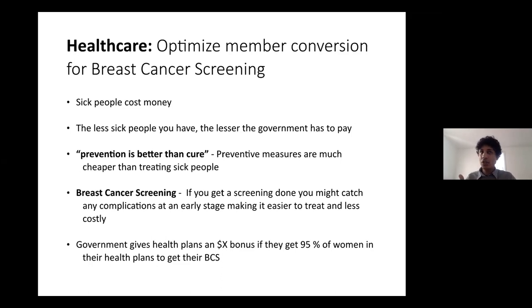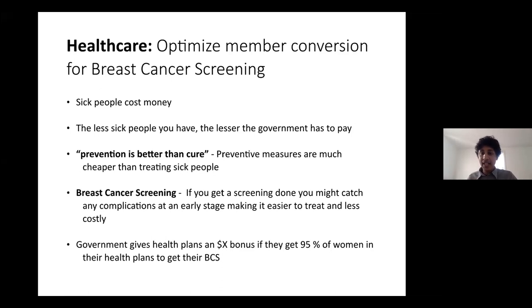It could be taking your colonoscopy. It could be breast cancer screening. It could be a whole bunch of stuff. But for the sake of our example, let's stick with breast cancer screening. So let's say if the government gives X bonus to a health plan, and they say hypothetically that they need to have 95% of the women in their health plan to take this breast cancer screening in order to get this bonus.